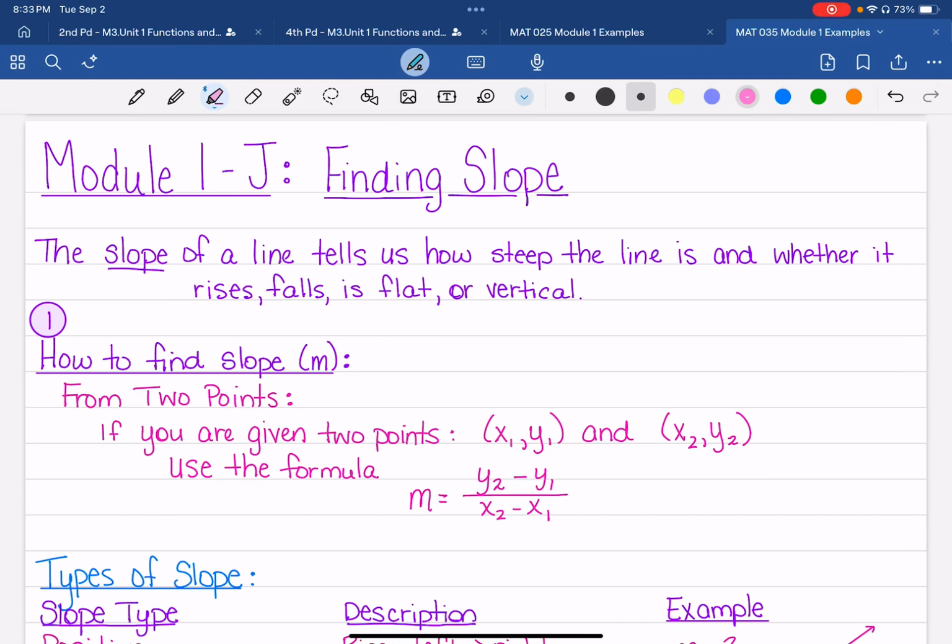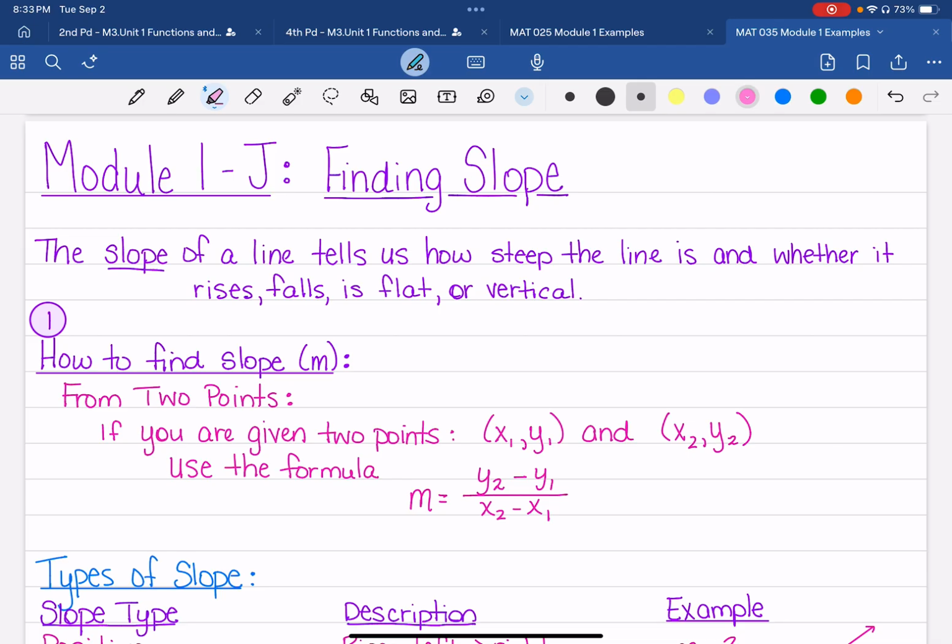In this video, we're going to focus on finding slope. The slope of a line tells us how steep that line is, and it also tells us whether the line rises, falls, if the line's flat, or if the line is straight vertical up and down. The first thing we're going to look at is how to find slope.